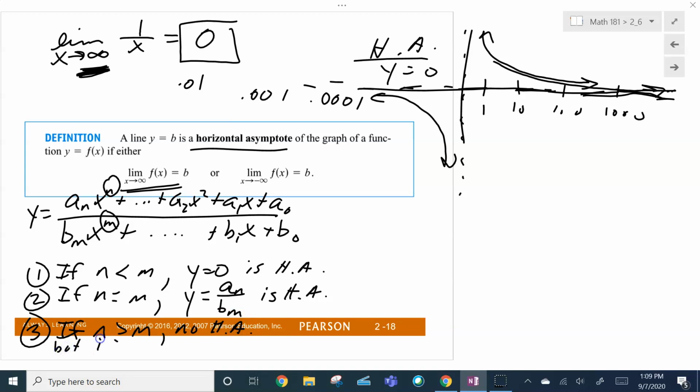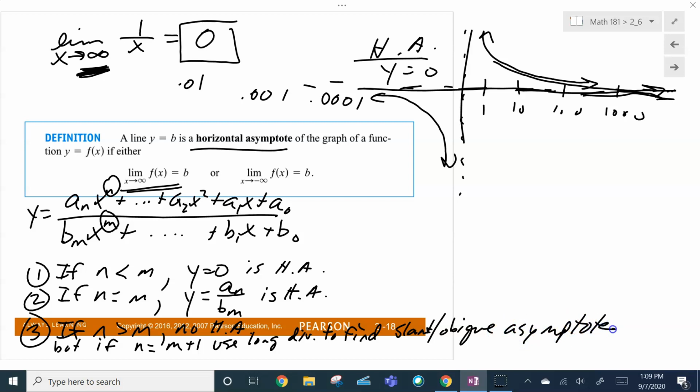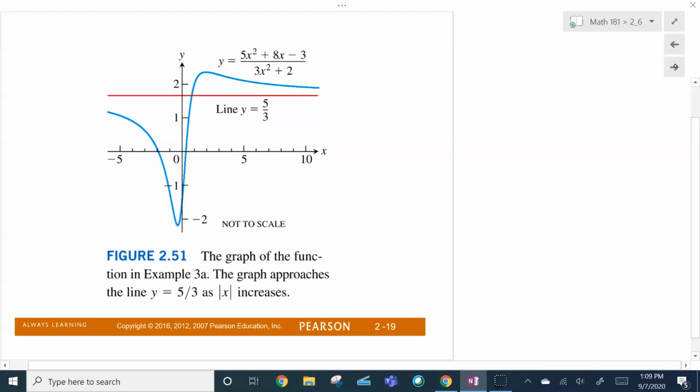but if the degree of the top was one more than the bottom, we could use long division to find the oblique or the slant asymptote. And that's what we did in pre-calc, just to kind of remind you, kind of a look back there. It's kind of nice to remember those rules.